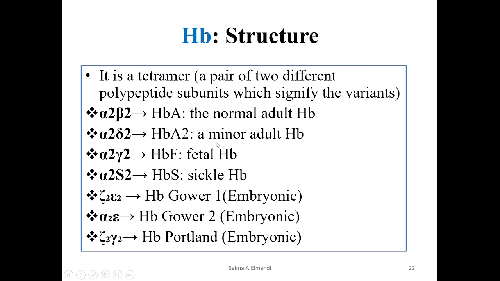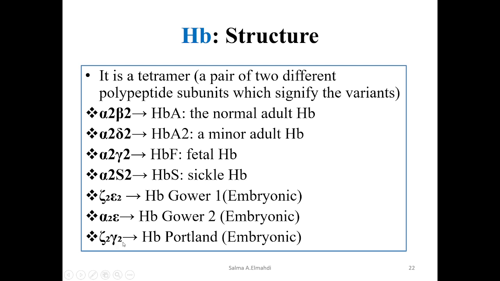We have also a minor adult hemoglobin that contains two alphas and two deltas. Two alphas and two gammas represent fetal hemoglobin, the hemoglobin that is functioning in the fetal period of life. Two alphas and two S chains is an abnormal variant of hemoglobin, that is sickle hemoglobin. Two zetas and two epsilons are Gower 1 hemoglobin, and two alphas and two epsilons are Gower 2.